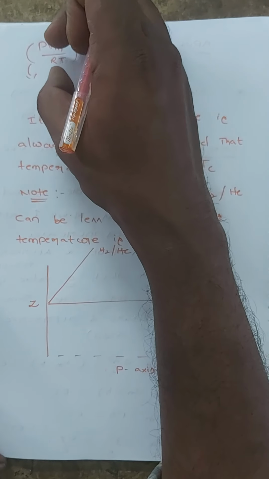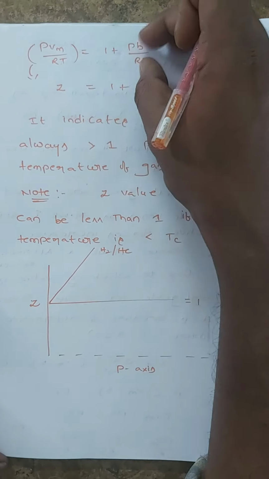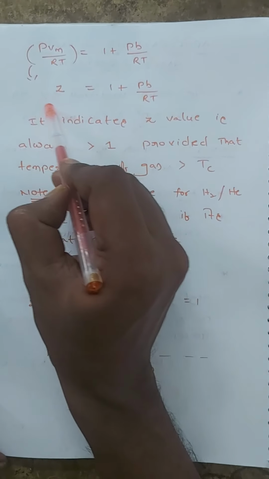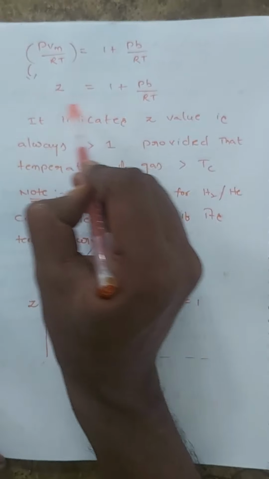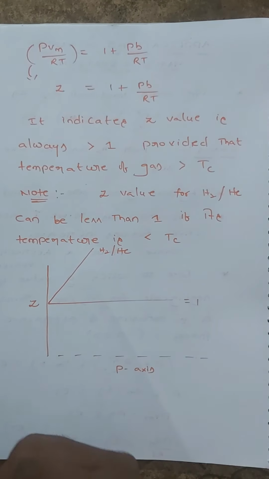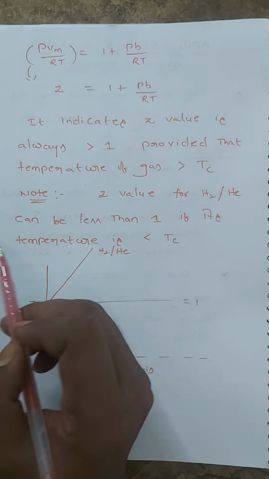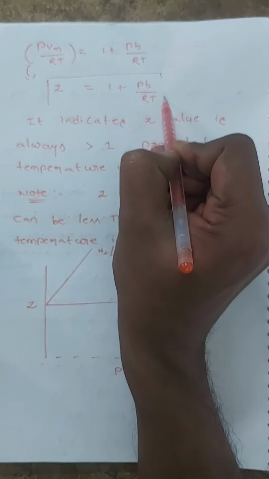I have brought this Pb by RT from this side to this side. So overall we got Z is always greater than 1 for hydrogen and helium like gases. So it indicates the Z value is always greater than 1 for hydrogen and helium like gases.